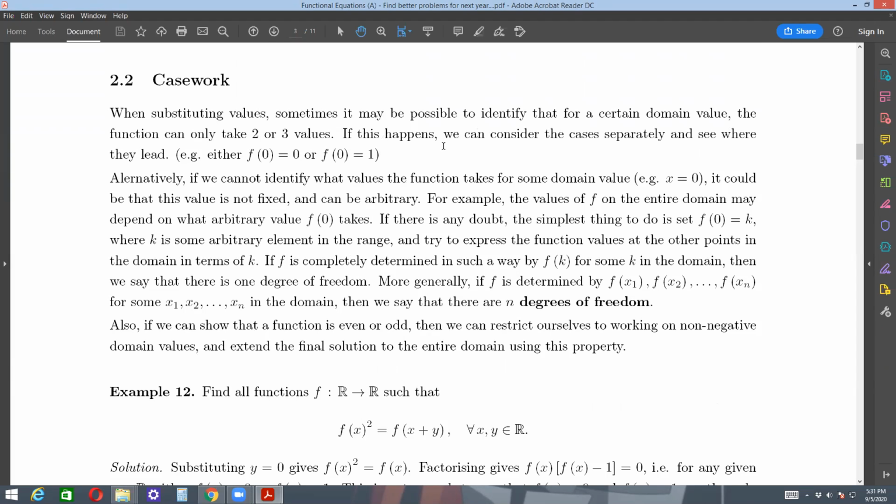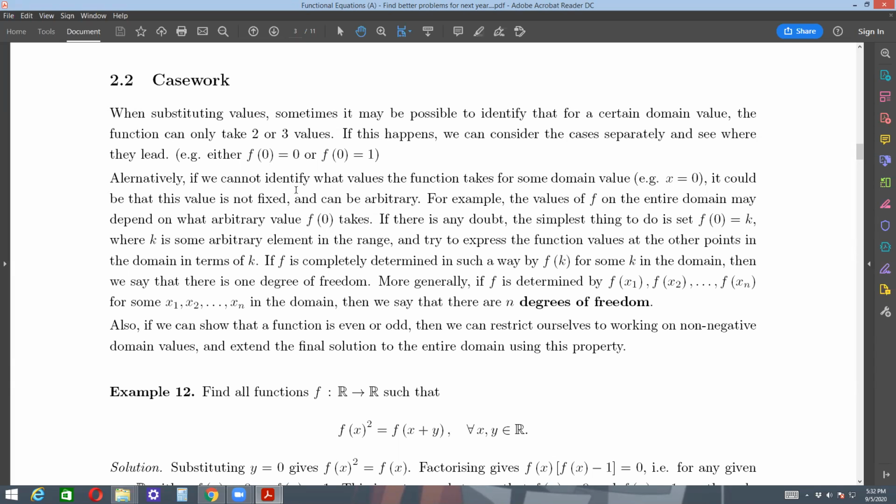So when you substitute values, sometimes it's possible to identify that for some value, maybe x is 0, you could identify either f of 0 is 0 or f of 0 is 1, or other values. Things like this can be possible. So in a case where you say, well, either f of 0 is 0 or f of 0 is 1, then what you could do is suppose f of 0 is 0, see what happens, and then also suppose f of 0 is 1 and see what happens. And usually either of those would lead you to solutions corresponding to each of them.